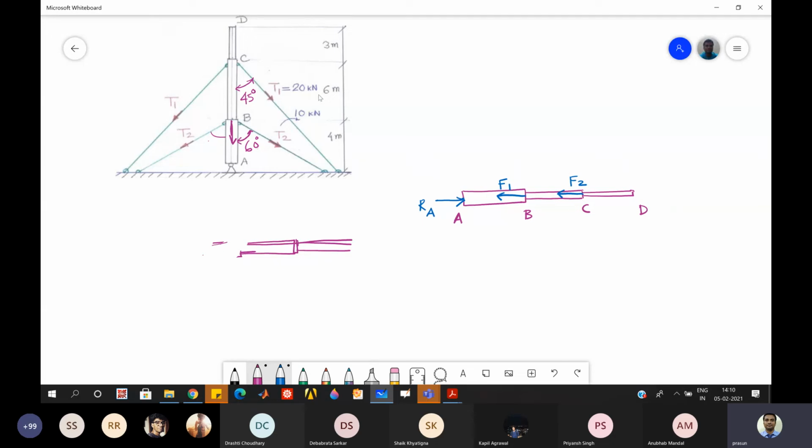You can see here this is 20 kilonewton, so this component is 20 cos 45, and from here also you'll get the same thing, 20 cos 45. So 2 times 20 cos 45 will be your F2. That will turn out to be 20 times 2 times 1 by root 2, so 20 root 2, which is 28.28 kilonewton, right?